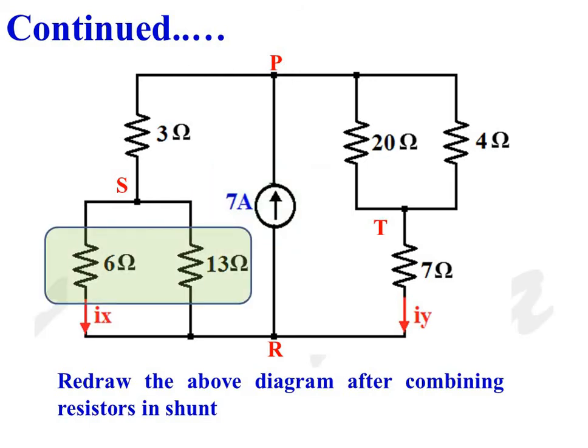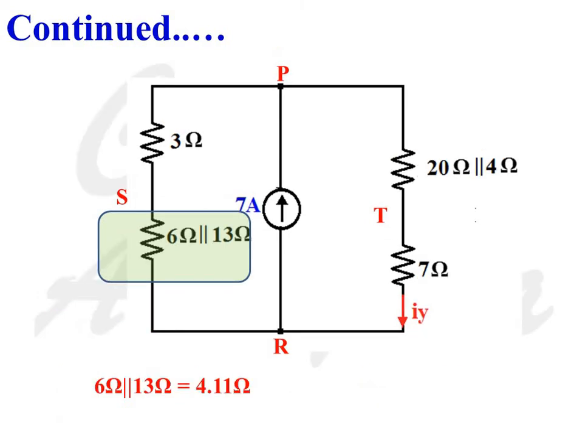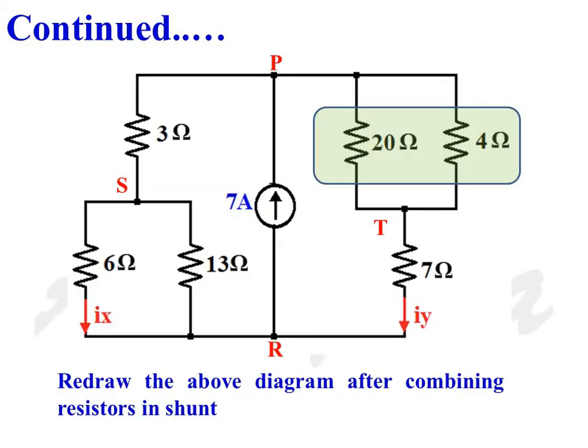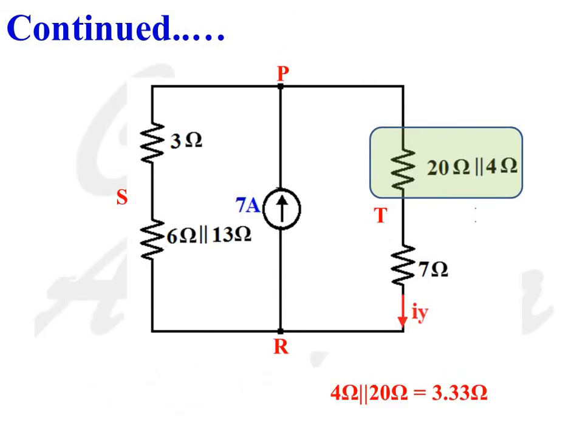So 6 ohms resistance and 13 ohms resistance are connected in shunt, which can be replaced with a single resistance of value 4.11 ohms. Similarly, 20 ohms resistance and 4 ohms resistance are connected in shunt, which can be replaced with a single resistance of value 3.33 ohms.